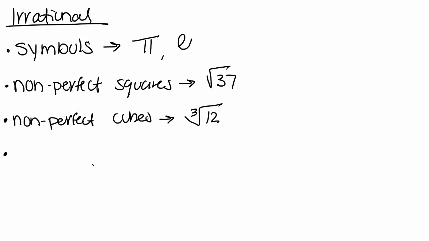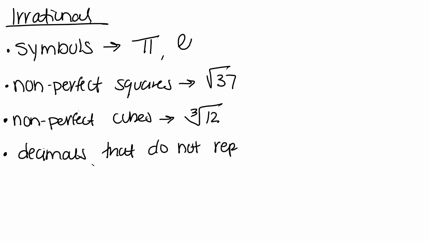And the last type of irrational number are decimals that do not repeat. For example, 3.15967 on and on and on. Those dots mean it continues on, but there is no pattern to that number. It does not repeat.